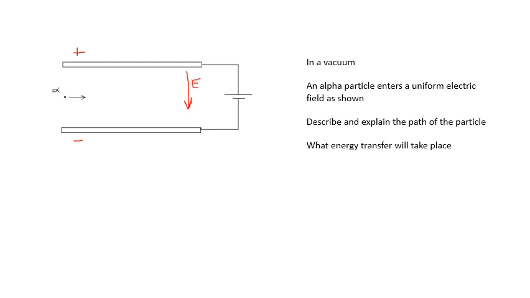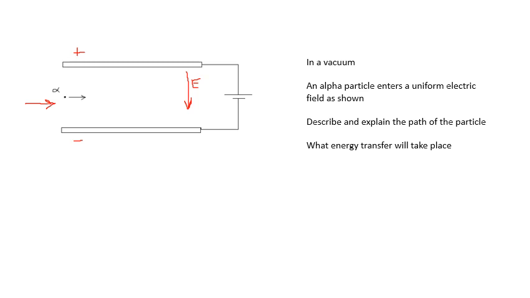And we've got an alpha particle, which is whizzing along. This alpha particle is zipping along, as they tend to. It's in a vacuum, so don't worry about banging into air molecules or anything. What is the alpha particle going to do when it enters the field? What effect will it have on the path of the alpha particle? And what energy transfer will take place?